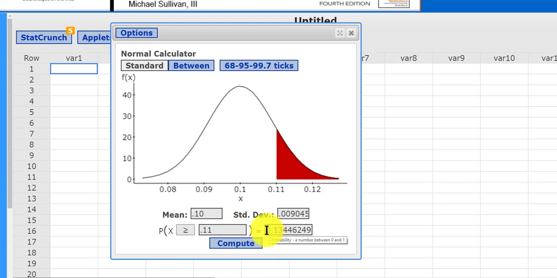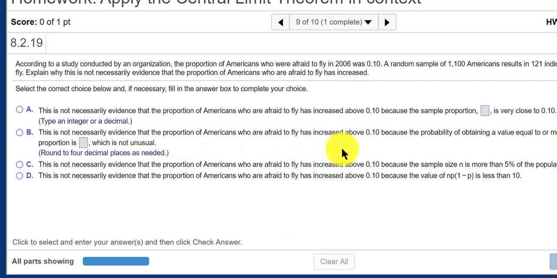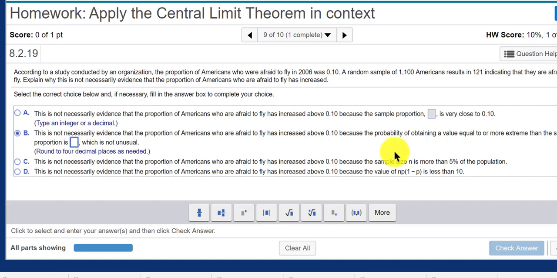So it looks like my answer is 0.1344624. Let's go back and look at our choices here. So we didn't calculate the sample proportion, we calculated the probability, right? So this is not necessarily evidence that the proportion of Americans who fly has increased, because the probability of obtaining a value equal to or more extreme than the sample proportion, well, that was, there it goes, right? And it says round to 4 decimal places, 1, 2, 3, 4. So I think we have to make that a 5.